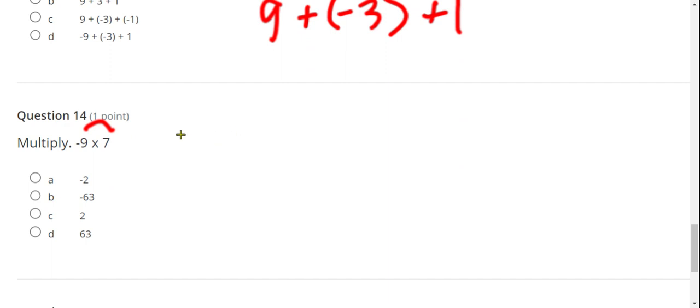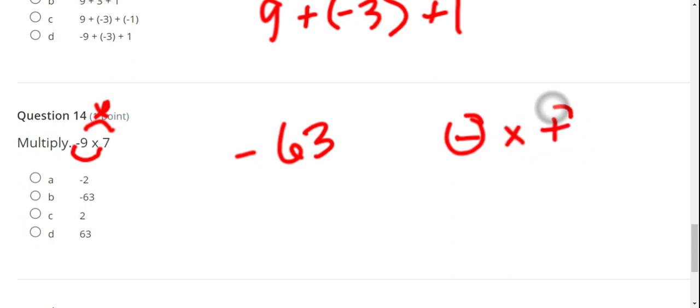9 times 7, multiply those two. 9 times 7 is going to be 63. And then a negative times a positive. The negative times a positive says just keep being negative. So -63. A negative times a positive would stay negative.